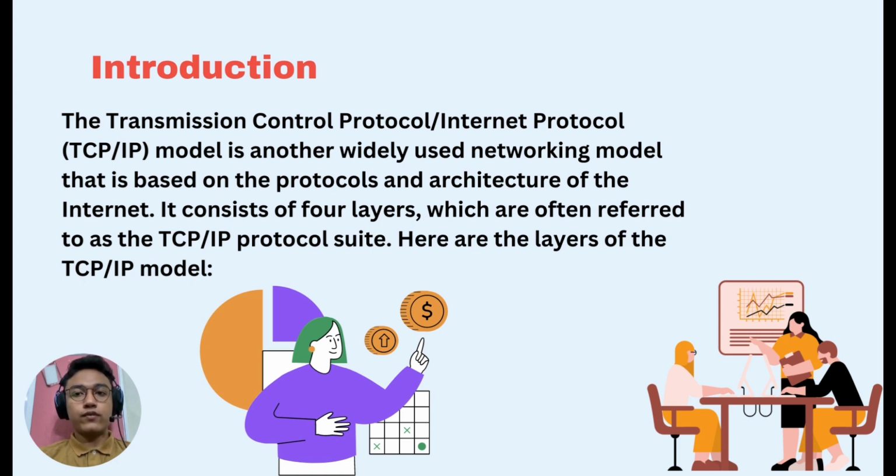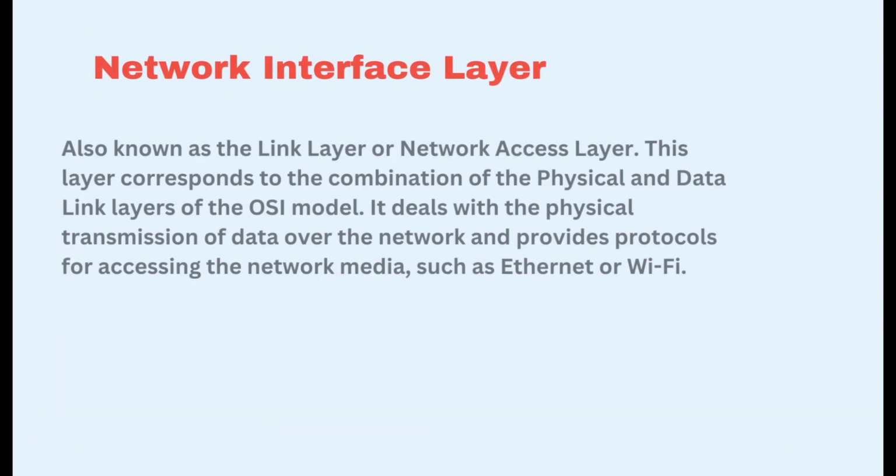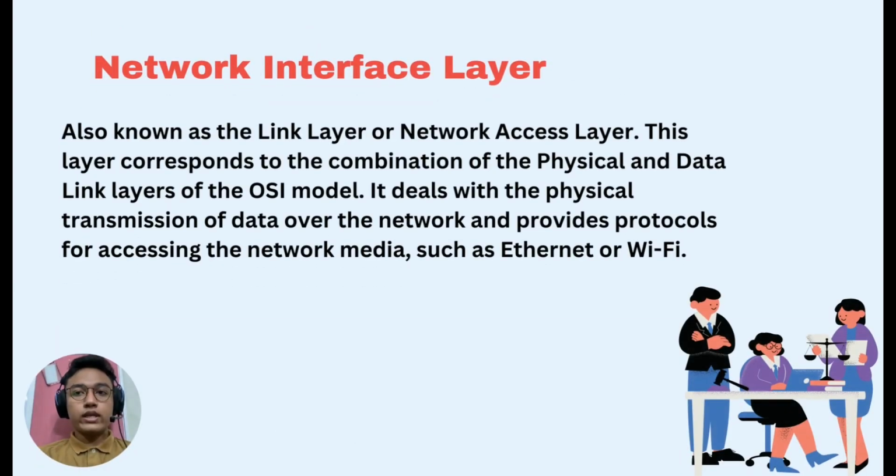Here are the layers of the TCP/IP model. The first layer is called the Network Interface Layer, also known as the link layer or network access layer. This layer corresponds to the combination of the physical and data link layers of the OSI model. It deals with physical transmission of data over the network and provides protocols for accessing the network media, such as Ethernet or Wi-Fi.